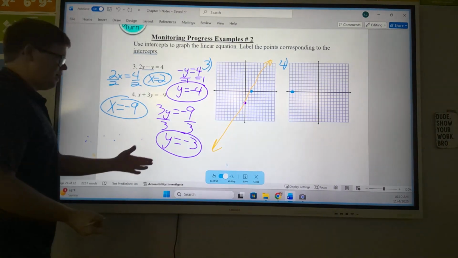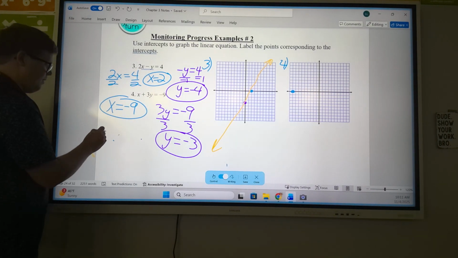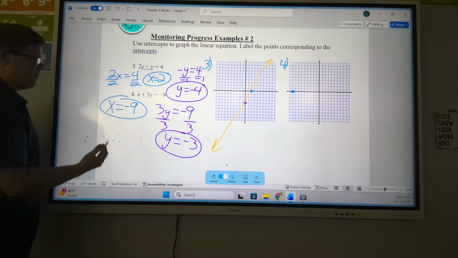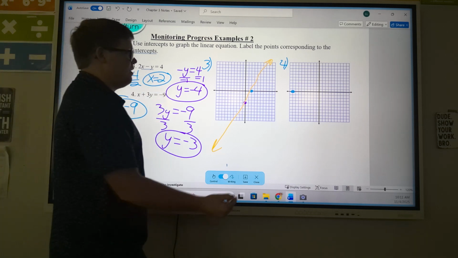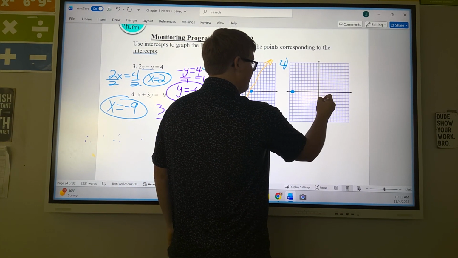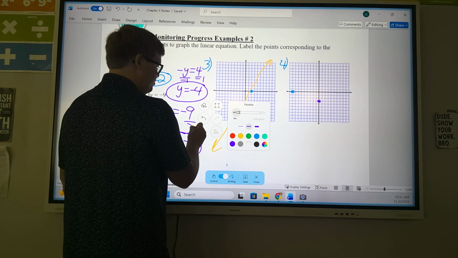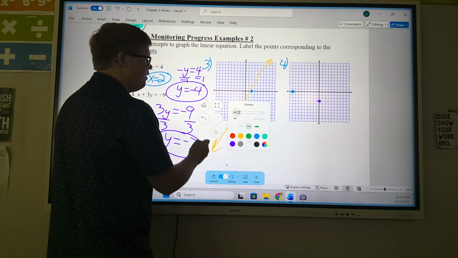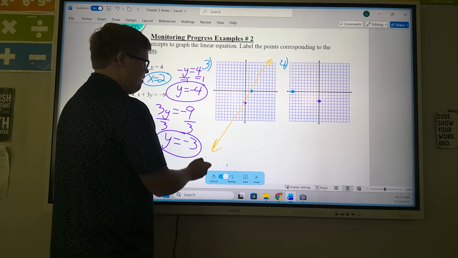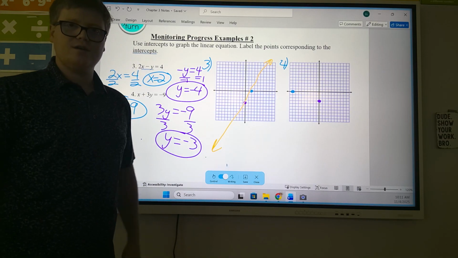Now our y-intercept is a -3. That means we are going down 3 on the y-axis, and we are making our dot at -3 on the y-axis. Okay, and now all we have to do is connect our dots and make our line.